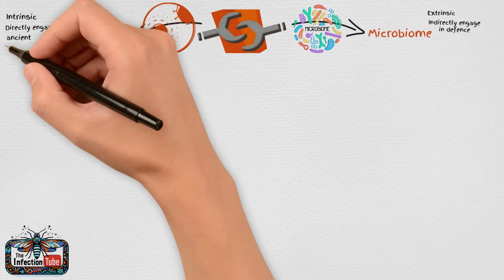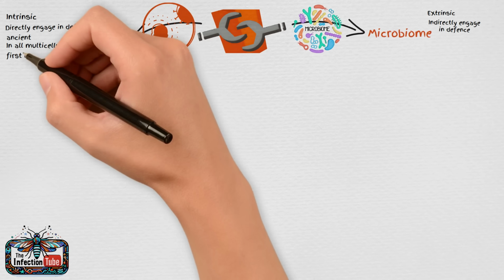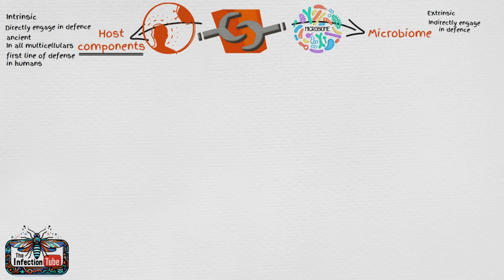These are ancient, found across all multicellular organisms, and serve as the first line of defense in humans, and can be broken down into 3 main categories. Barriers.